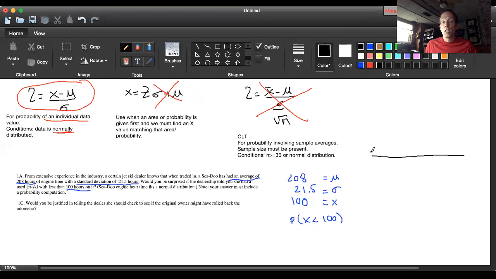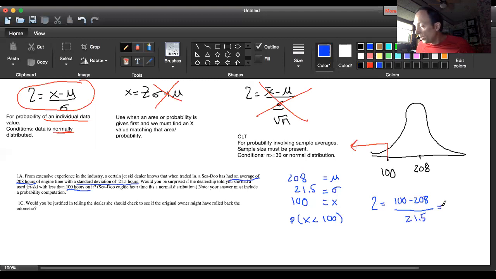So I'm going to start to sketch a normal distribution curve, just like this. In the center of the curve, I'm going to put the average of the distribution, which is 208 hours. My X value goes in next, which is 100. What I have to figure out is how much area in the curve is less than 100 hours. So to gear up, I'm going to run my Z formula. Z equals X minus mu over sigma. X is 100, my mu is 208, and my sigma is 21.5. When I calculate that in the machine, I get minus 5.02, rounding to the hundredths digit.